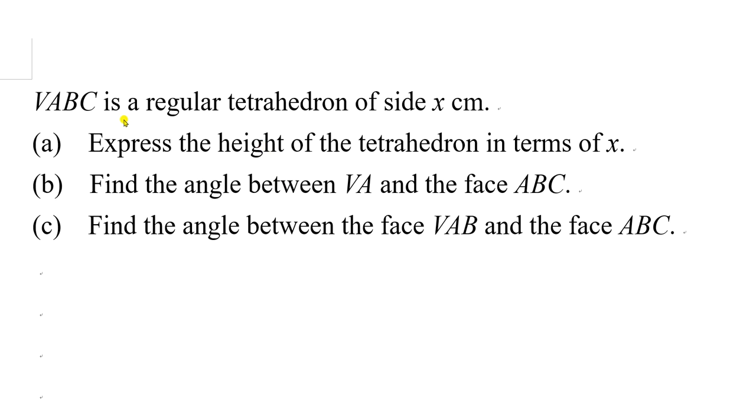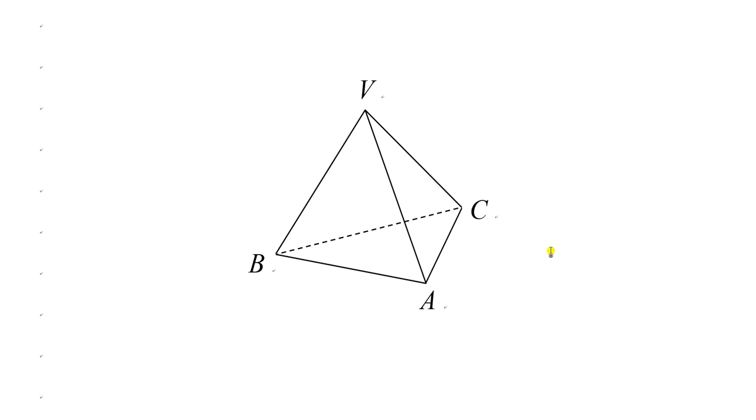So what is the meaning of regular tetrahedron? That means it's a four-face solid. All of the faces are polygons, and each face is an equilateral triangle. So you need to draw it first. Here you can see there's a 3D figure VABC. Each face is an equilateral triangle of side x cm.